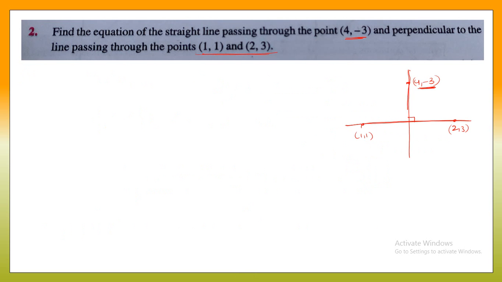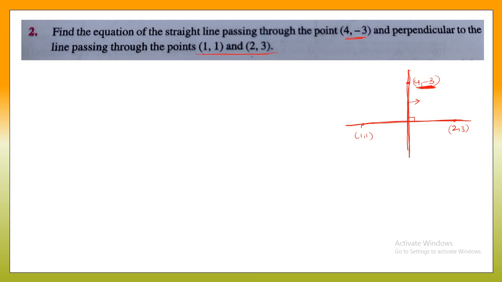This line is passing through (4, -3) and perpendicular to this line. So if it is perpendicular to this line, then to find the equation of this line, I need one more entity. Since I know one of the points, if I know one more point or one more entity, then I can directly find the line equation.